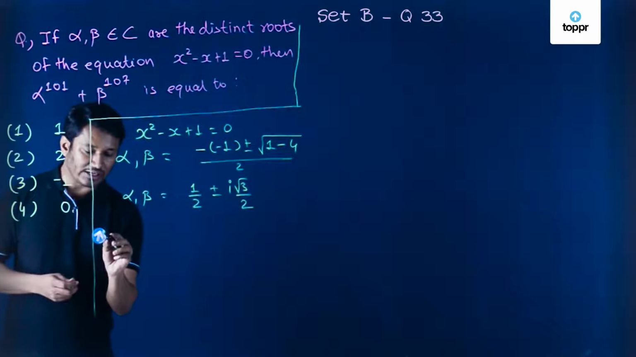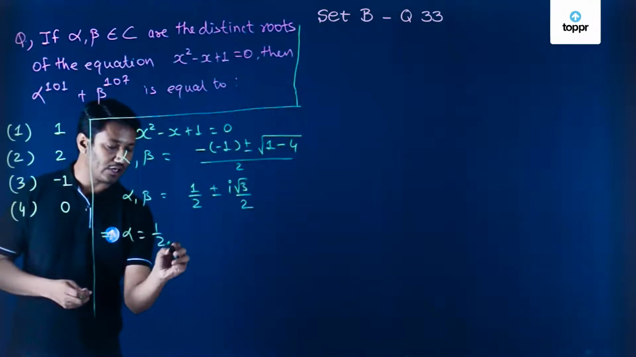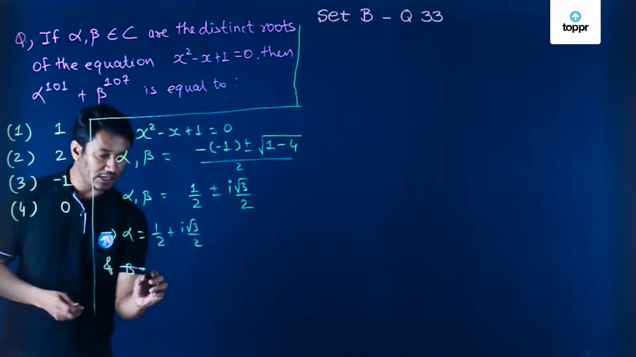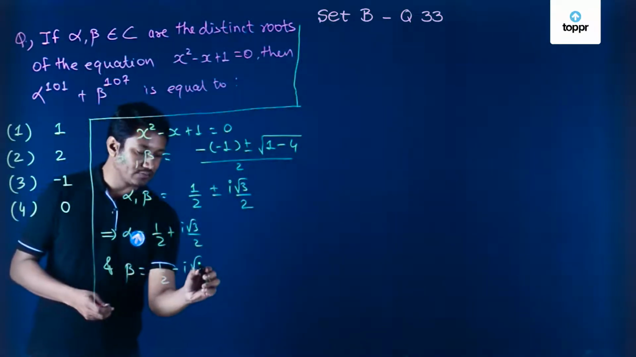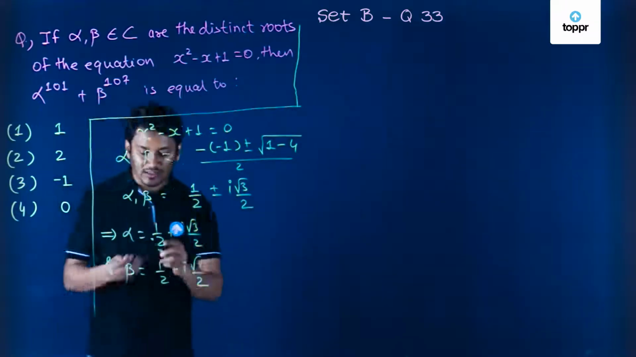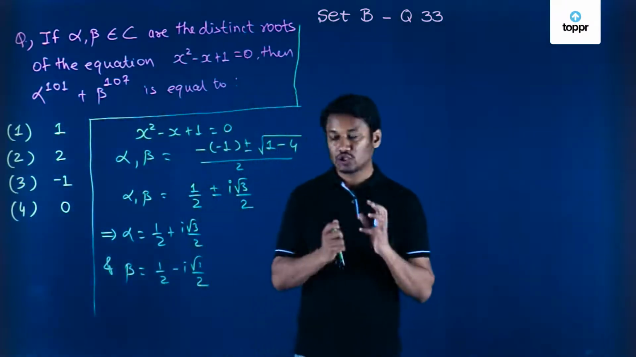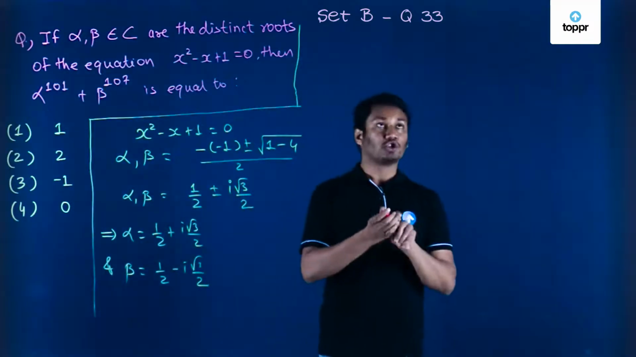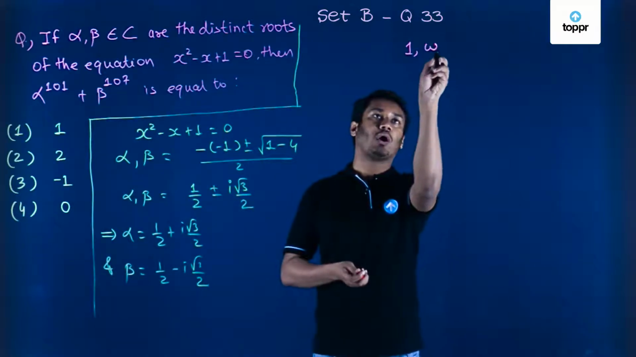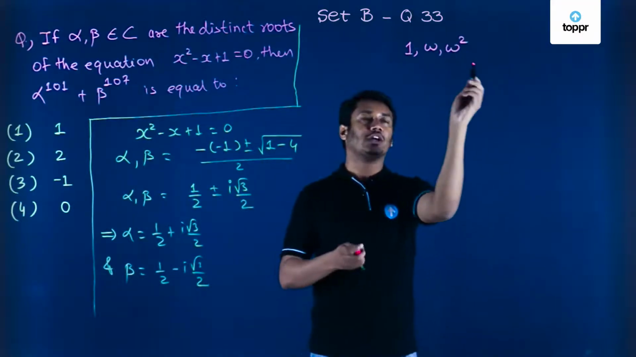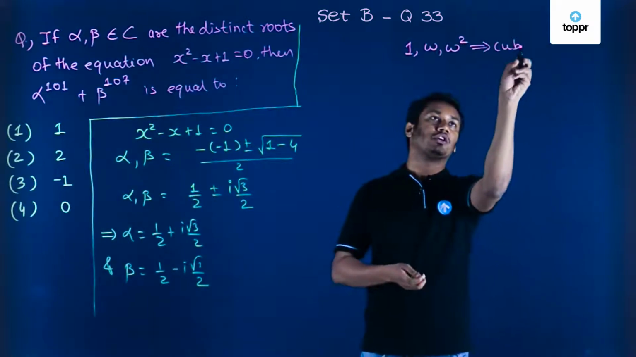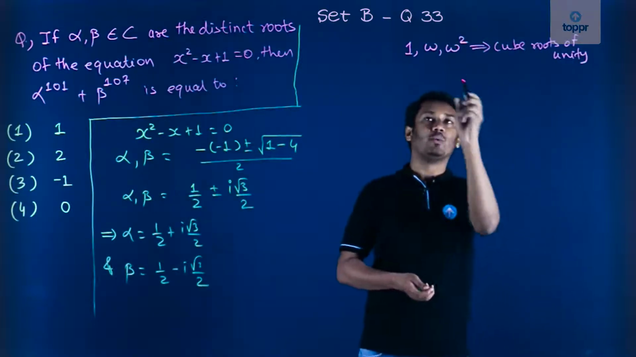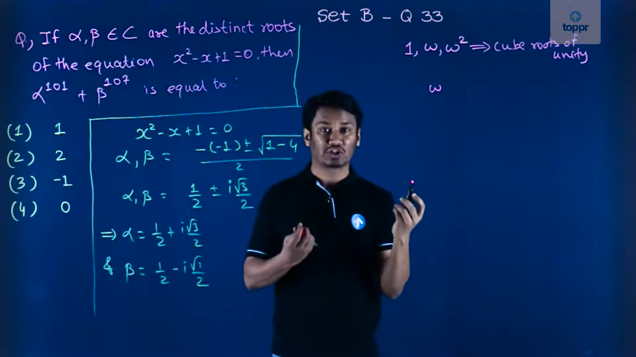So I can consider the value of alpha as half plus i times root 3 by 2, and let's say the value of beta as half minus i times root 3 by 2. Now, by looking at the values of alpha and beta, we should try to understand that their values look similar to cube roots of unity. So what are the cube roots of unity? If I consider 1, omega and omega squared, these three notations represent cube roots of unity, in which omega and omega square are complex cube roots of unity.